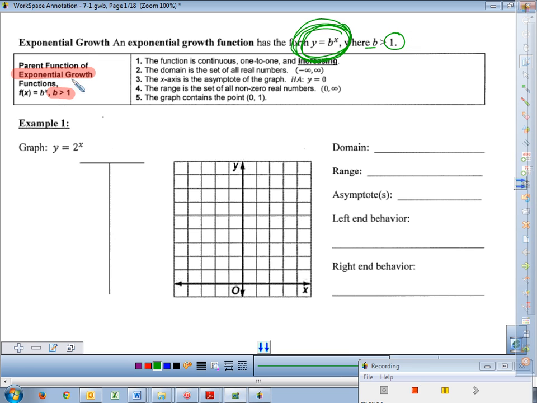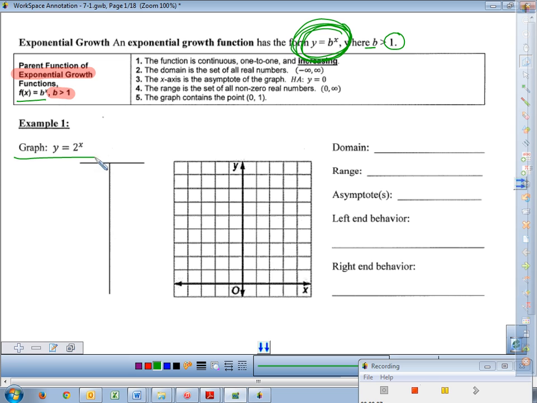So you can see here it says here's the parent function of your exponential growth. It's f of x equals b to the x, but the base has got to be greater than 1. Can it be equal to 1? No. Then it wouldn't be exponential at all, because you can take 1 to any power you want. 1 to the first is 1, 1 to the second is 1, 1 to the third is 1, 1 to the fourth is 1, 1 to the fifth.